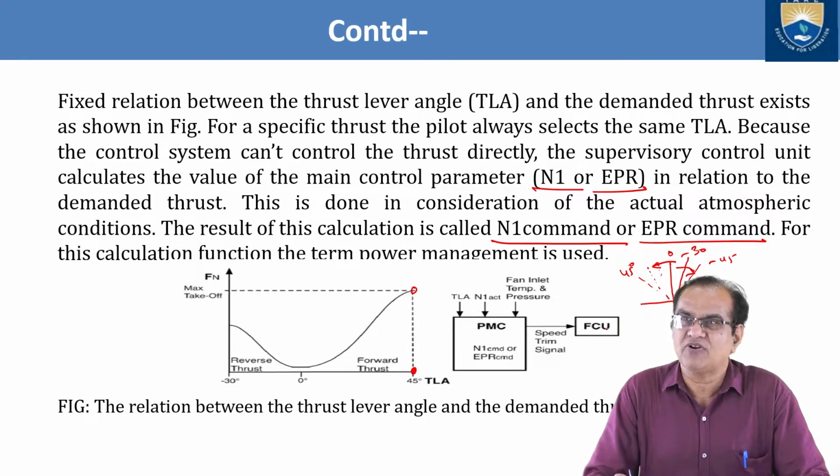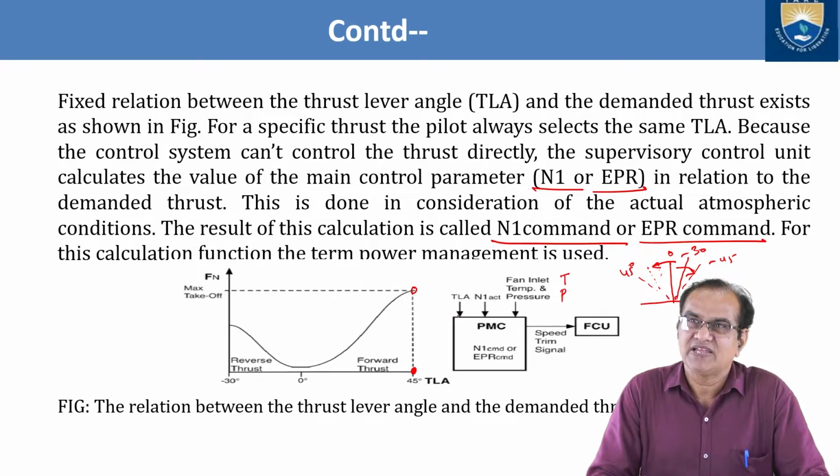So here we have the flight fuel control unit. Here we have the fan inlet temperature and pressure. So it is the atmospheric condition. From here, T and P will be calculated. This TLA will be fed here. N1 will be here, the speed of your fan, with the fan inlet temperature and pressure. These are the feedback given to the PMC, and it is an N1 or the EPR command here. This will give a speed trim signal, and it will go to the flight fuel control unit. And here the quantity of fuel will go more or less.